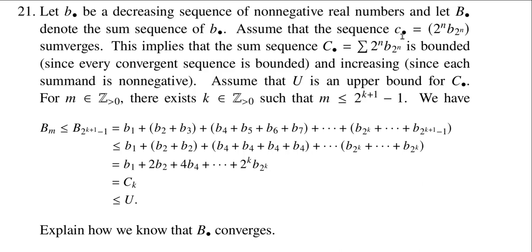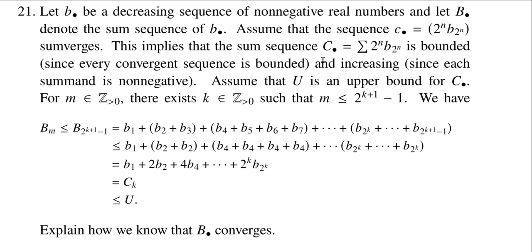Assume that the sequence C dot, oh, there's a third one. Oh my goodness, C dot is equal to, you take the 2 to the nth term of B and multiply it by 2 to the n. Oh my god, what a nutso thing to do. And we're going to assume that it converges. Okay, so that means that the sum sequence for C dot converges. Oh, and that's what this says.